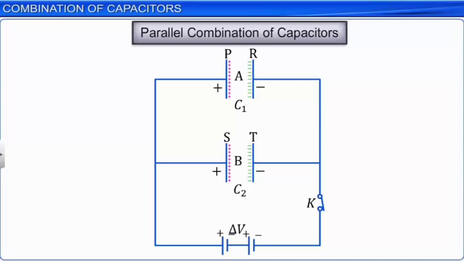The charge acquired by the plates of the capacitors is the maximum when the potential difference across them becomes equal to that applied.